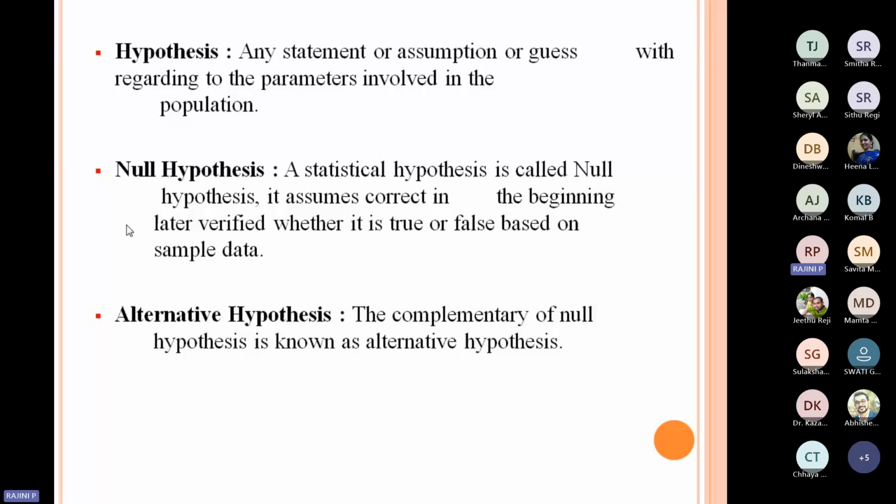Clear? And what is the alternative hypothesis? I say that drug A is more efficient than drug B. The complement of the null hypothesis is called the alternative hypothesis. A hypothesis is only an assumption, so based on your research objective, you need to frame the hypotheses. Clear? Is it clear, everyone?